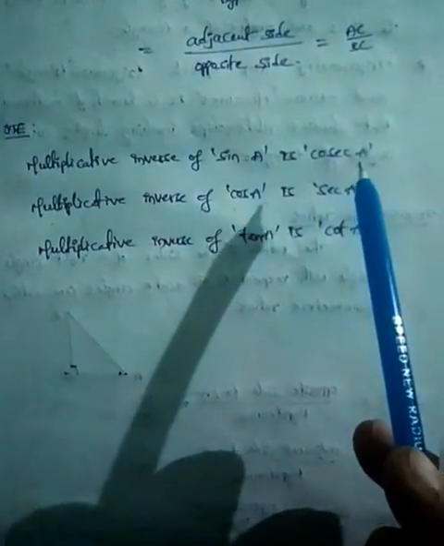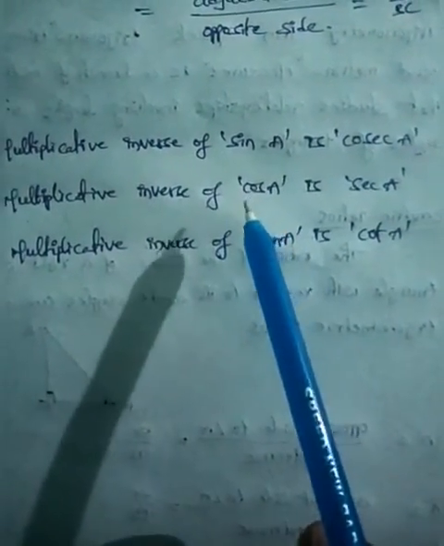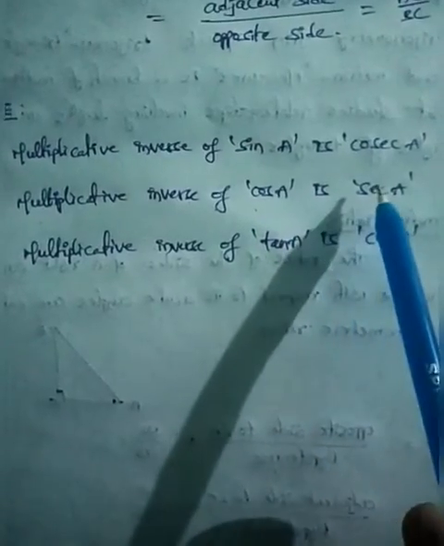I already told you that the multiplicative inverse of sin A is cosecant A. These are correlated. The multiplicative inverse of cos A is secant A, and the multiplicative inverse of tan A is cot A. The multiplicative inverse of cosecant A is sin A, the multiplicative inverse of secant A is cos A, and the multiplicative inverse of cot A is tan A.